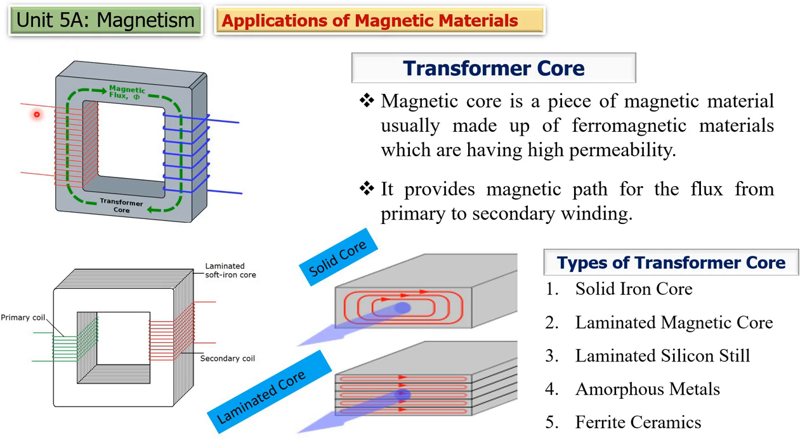Now depending upon the different materials used in the transformer core, there are different types of transformer core: solid iron core, laminated magnetic core and so on. So we will explain here laminated silicon steel and ferrite ceramics, one by one.